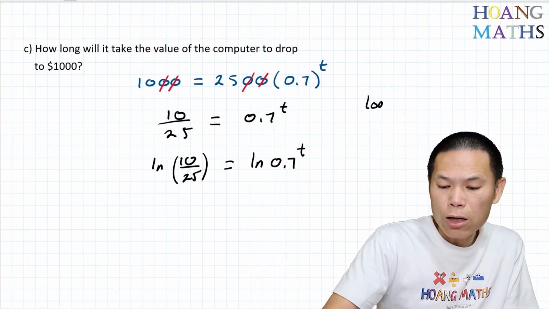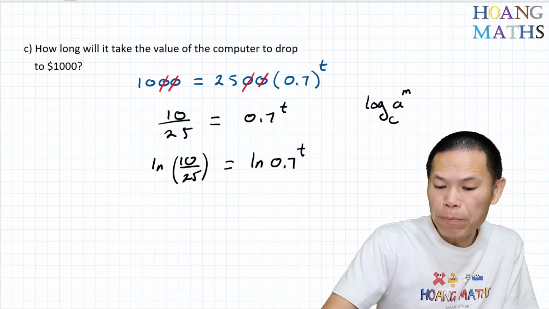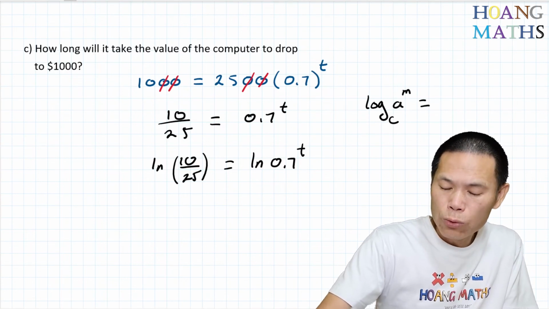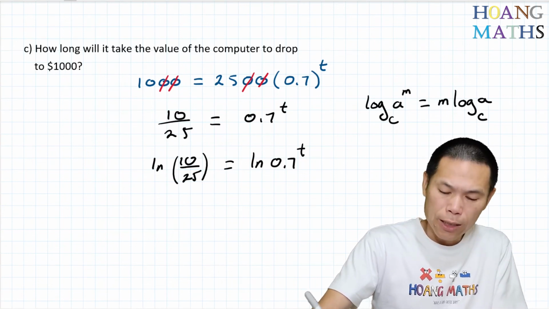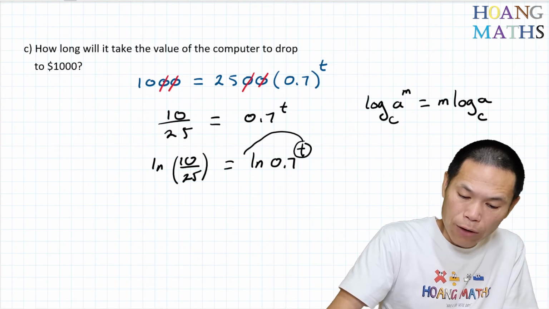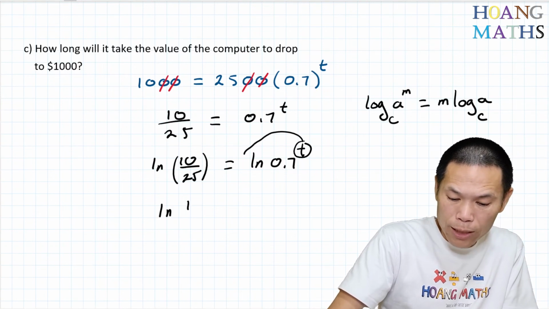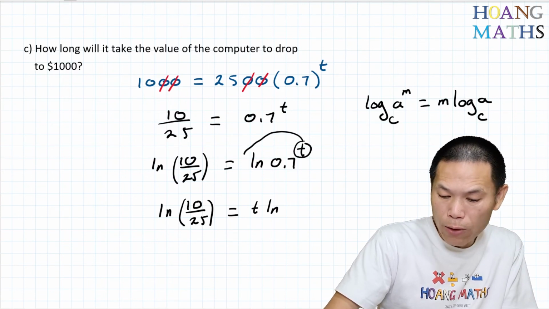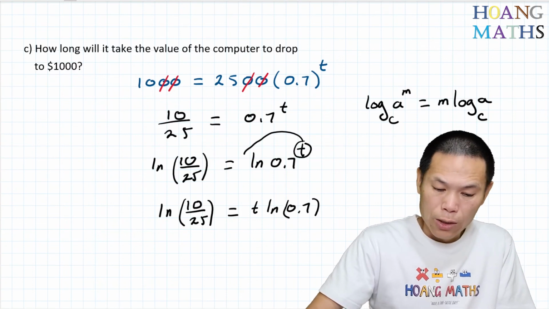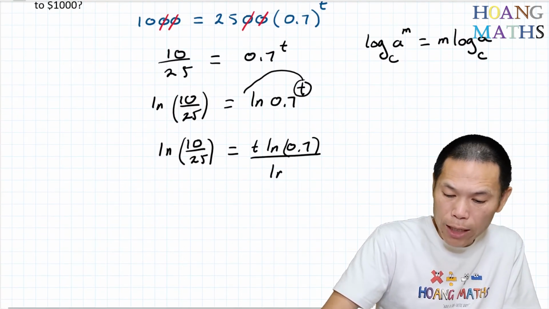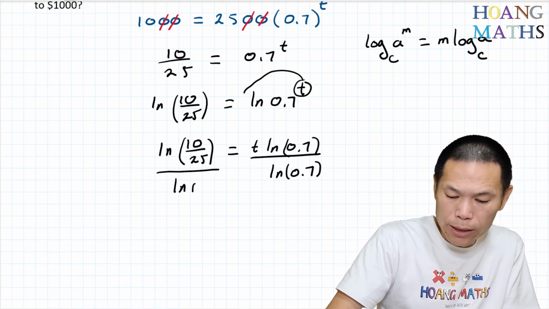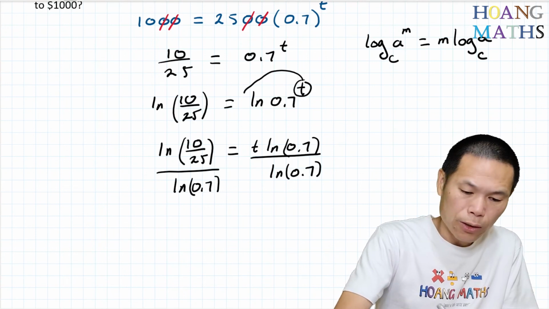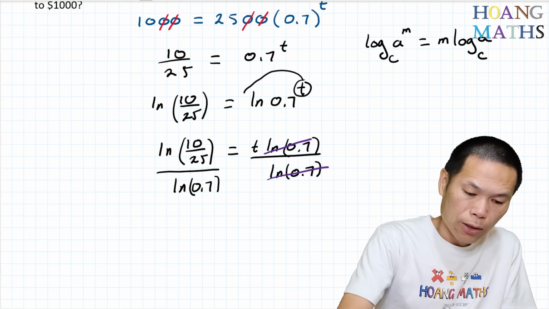Now don't forget log of a to the power m, doesn't matter whatever base it is, the rule is we can bring the m in front. So that's what that meant. Therefore this t here we can bring to the front. So ln of 10 over 25 is equal to t ln of 0.7. Now I just divide by ln 0.7 and I divide this by ln 0.7. So this cancels out.